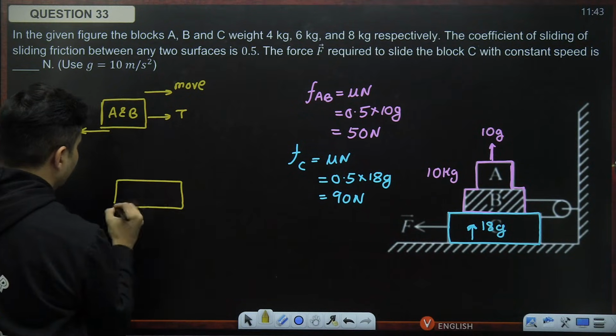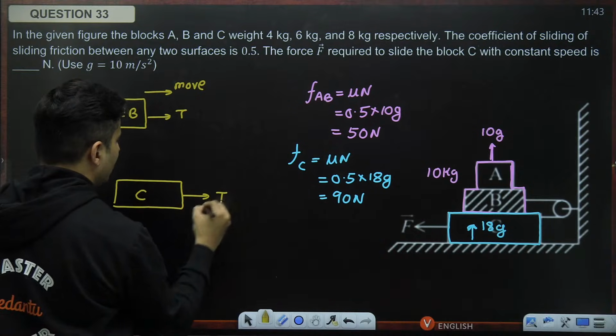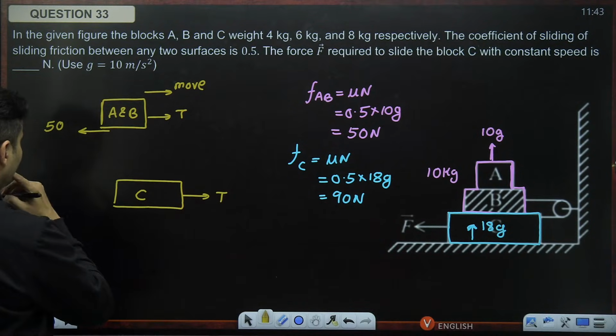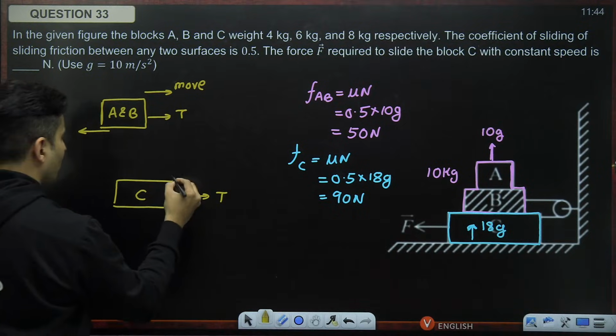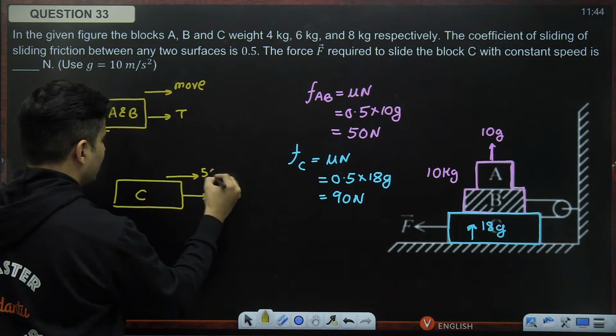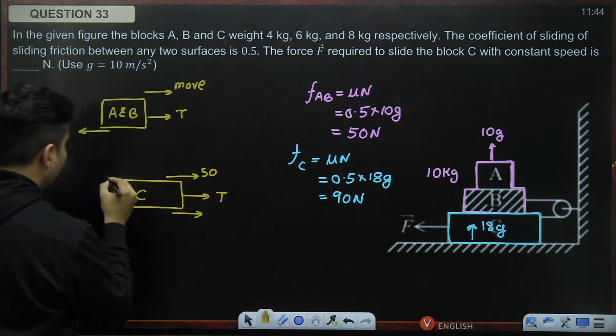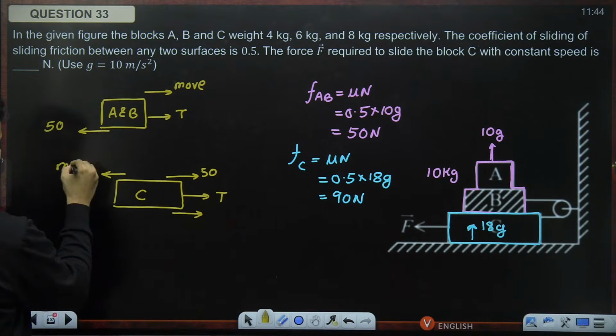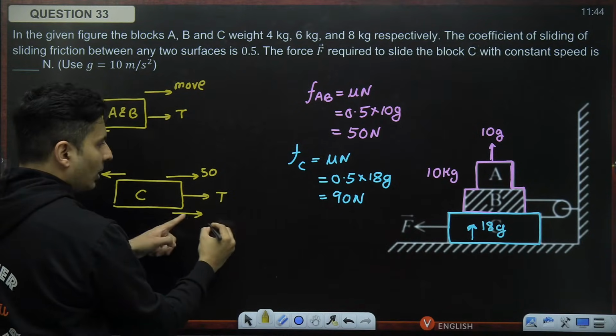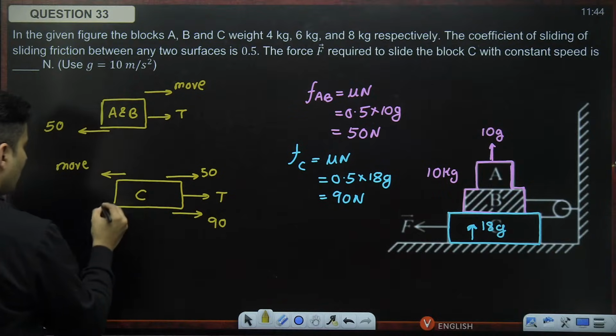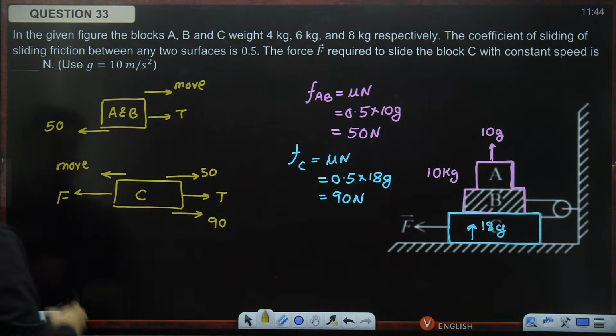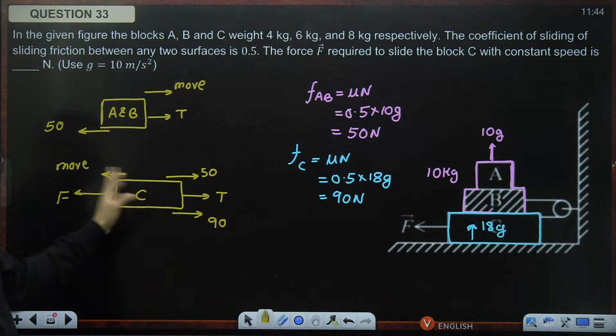Whereas if you consider our block C, again tension is there over here. The friction on the top face will be like this. On the bottom face also it will be like this because it is trying to move over here. And this bottom friction is 90 Newton. And you are applying a force of F. That's it. This is how the free body diagrams will look like.